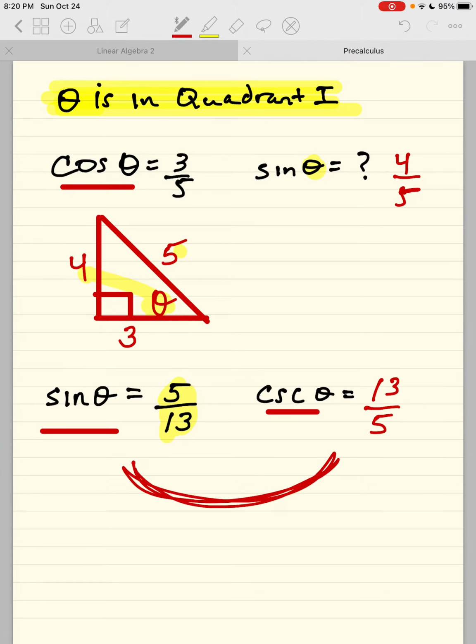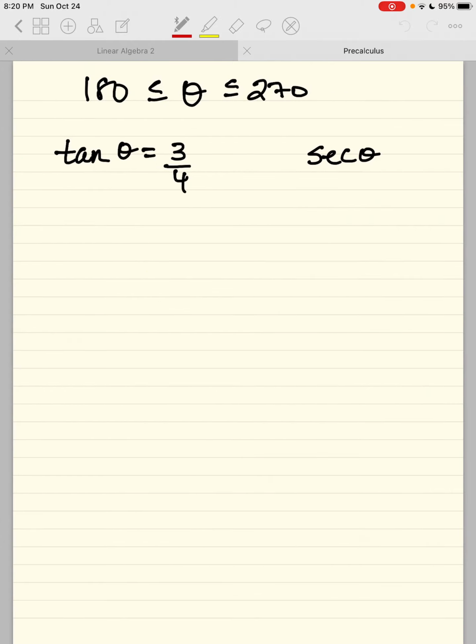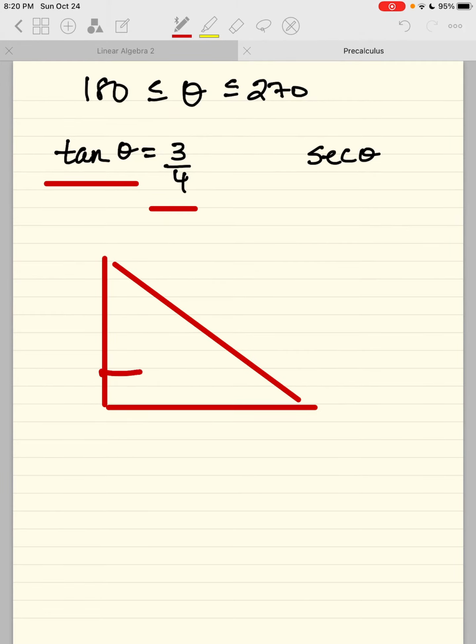Okay? They're just reciprocals. What about here? Tan theta is equal to 3/4. Okay? So what I'm going to do here is draw a right triangle. I'm going to put a theta here. Tangent is opposite over adjacent. That's the hypotenuse.